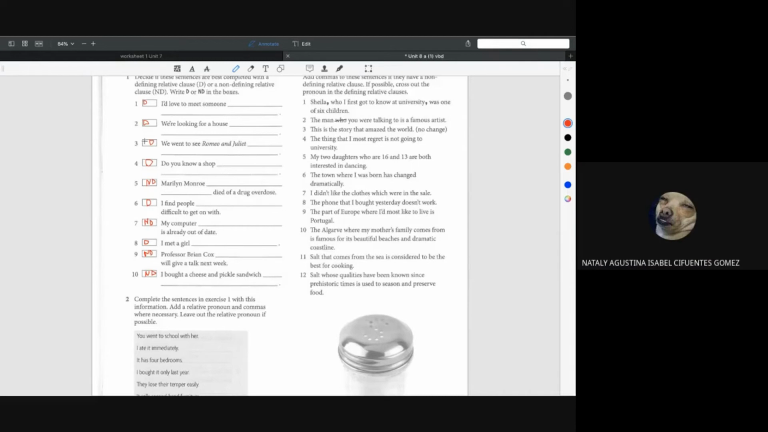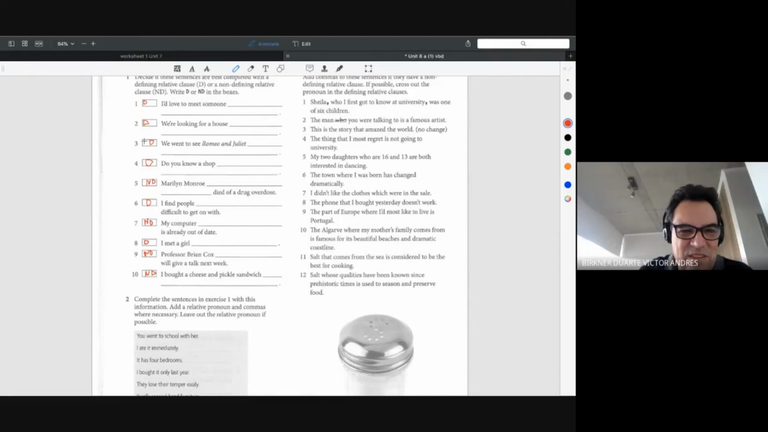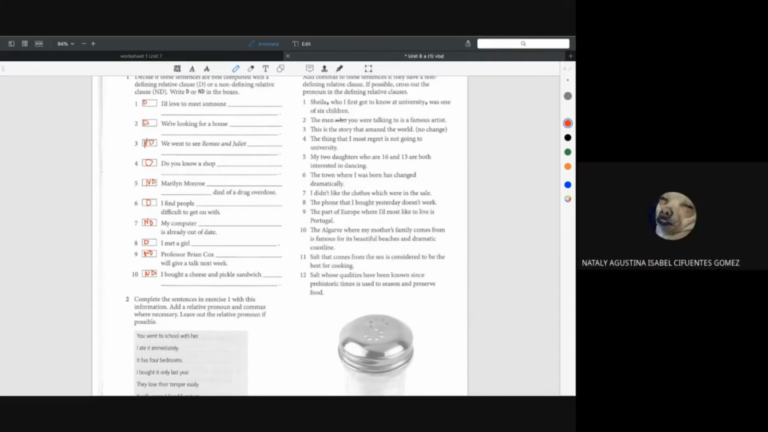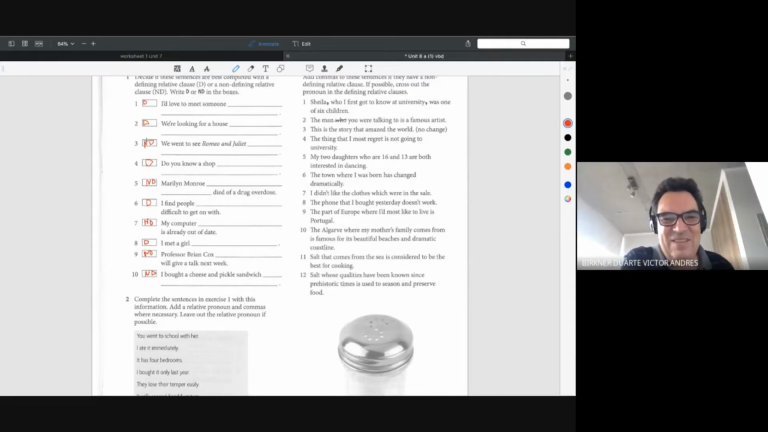It sounds like it's non-defining. Yeah. It depends on how you complete the sentence, right? So sometimes it can be defining, sometimes it can be non-defining, depending on how you complete the sentence. Yeah, it depends on the context. Yes, right.